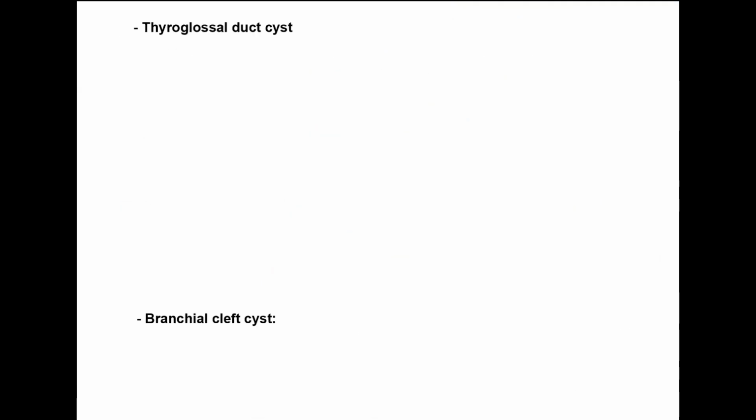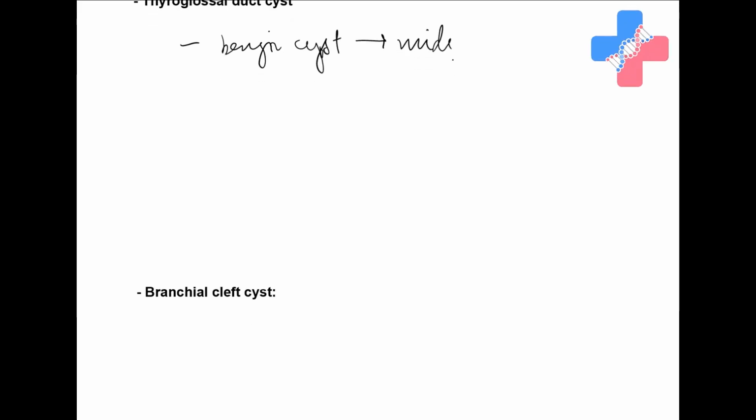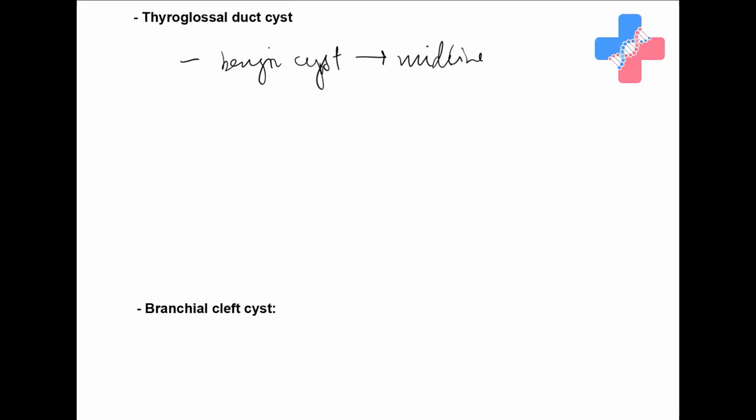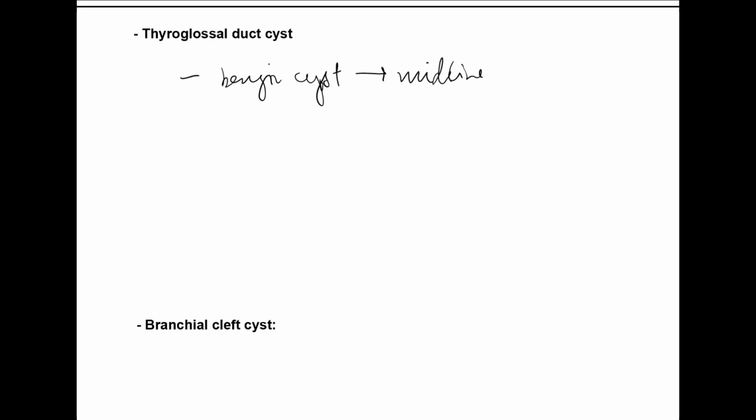Thyroglossal duct cyst is the duct that goes from the base of the tongue down to where the thyroid gland is. And if it does not completely involute, it can accumulate fluid, so that we're classically going to see these as a benign cyst, and it's got to be midline because it's arising in the previous thyroglossal duct. Therefore, because it's connected to the old duct, it will have a positive swallow test.